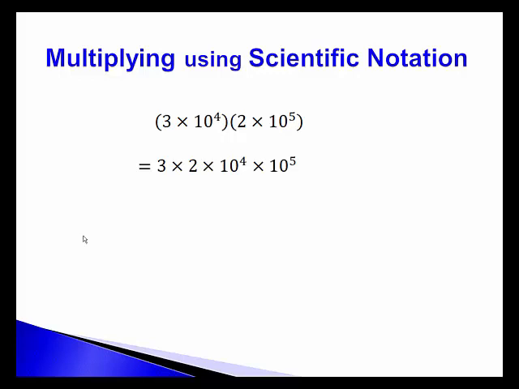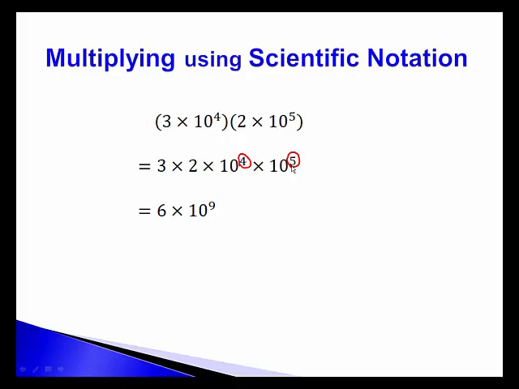So what we'd like to do is place together the 3 and the 2, and then the 10 to the 4th and the 10 to the 5th. So when we do that, what we get is 6 times 10 to the 9th power. Let me remind you, this 9 came from 10 to the 4th and 10 to the 5th. When we have like bases, we add exponents, and so that's where our 9 came from.